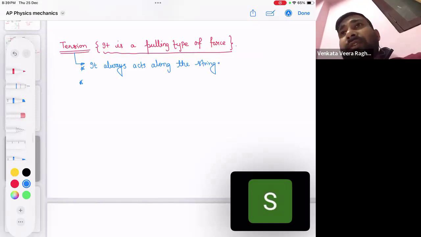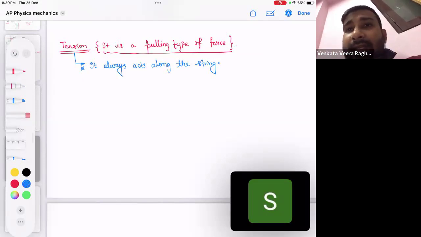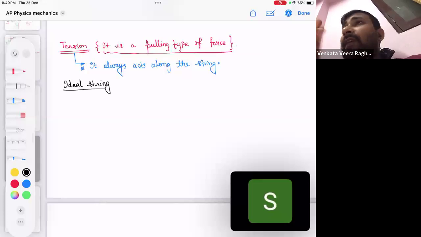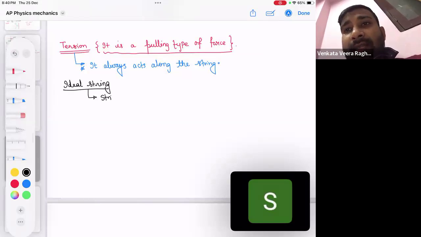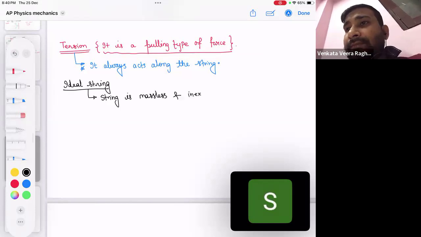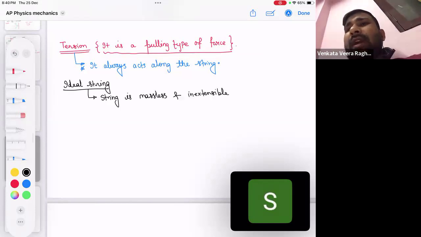Now we have two types of string. One string is called ideal, the other is called non-ideal. So what does it mean by ideal string and non-ideal string? Ideal string means the string is massless and inextensible. Now you will say, sir, how is it possible for a string to be massless? We can never have any object which doesn't have any mass.